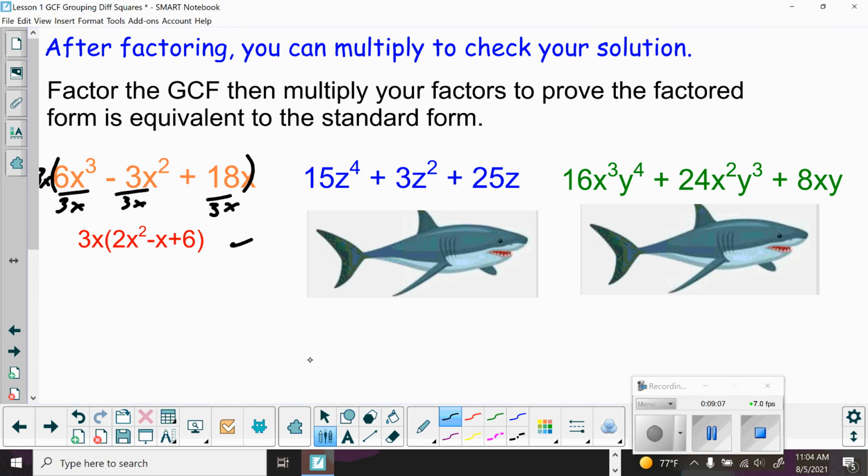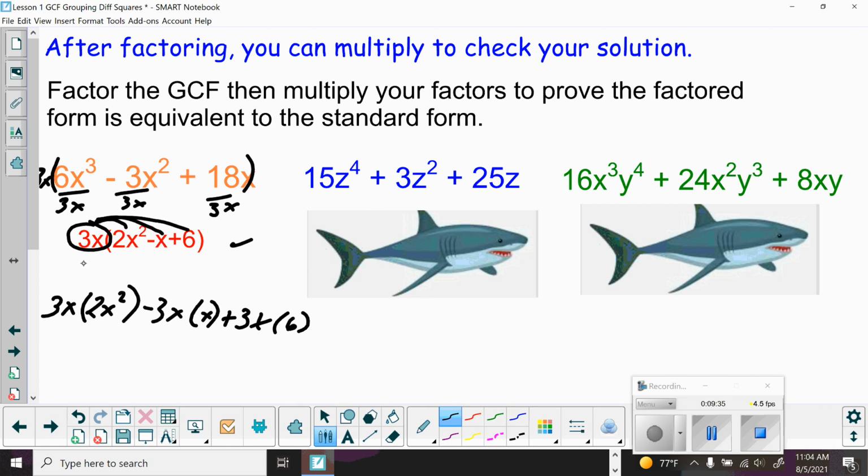Now, I want to check it. So what I'm going to do is I'm going to multiply it back together again. So I've got 3x times 2x squared minus 3x times x plus 3x times 6. I've taken my greatest common factor and I am distributing it over each term of the trinomial.